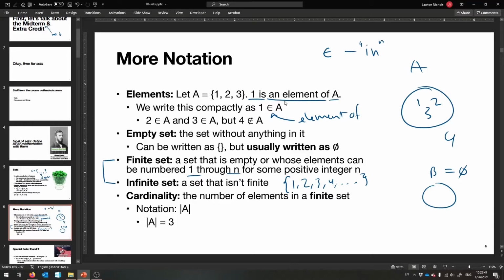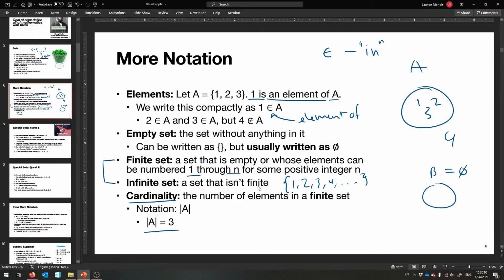And when we do have finite sets, though, we like to talk about how big they are. And we like to use absolute value notation for that. So, for example, this is the set A. It has 3 things in it, so we say that its cardinality is 3. The size of A is 3. Yeah? So that's that.